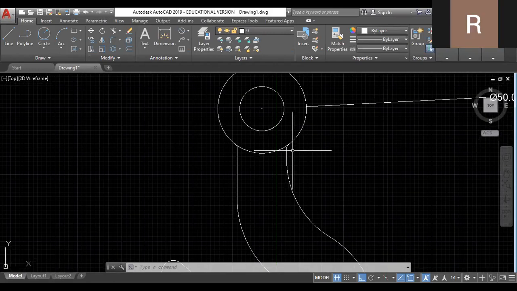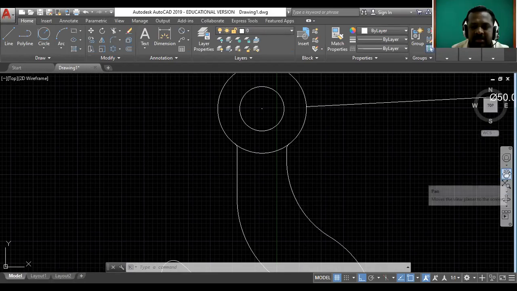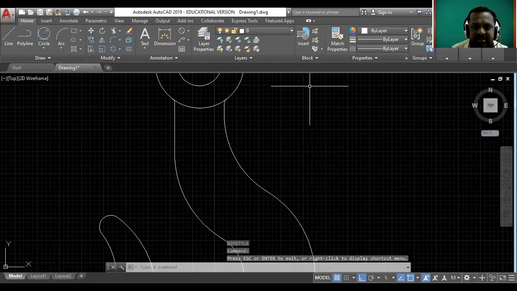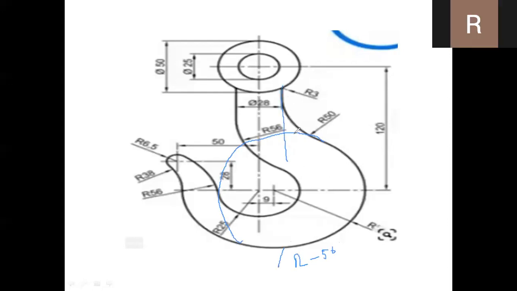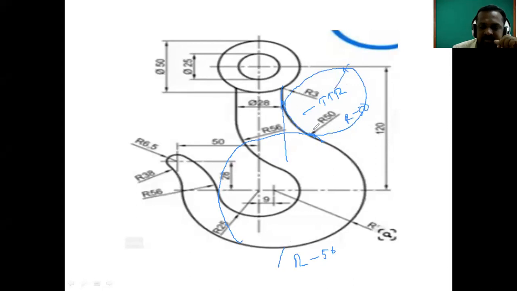With the help of the tangent radius circle, we just have to use the tangent radius circle. See the given figure. Already we have drawn this circle. What is the radius of this circle? R56. And again we have drawn one vertical line here. We have to join this vertical line with this curve with the help of the tangent radius circle. We have to touch here and here, and give the radius R50. Automatically, one circle is going to be drawn like this. We have to trim this portion and keep this curve. In this way, we have to follow the same procedure for this curve, and here also. Okay, understood? Any doubt?